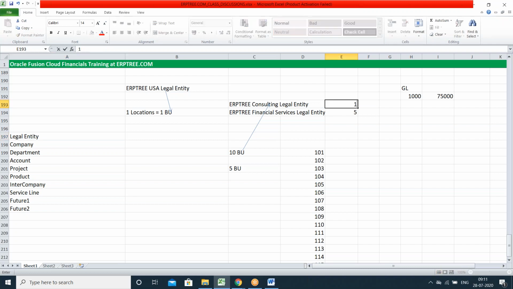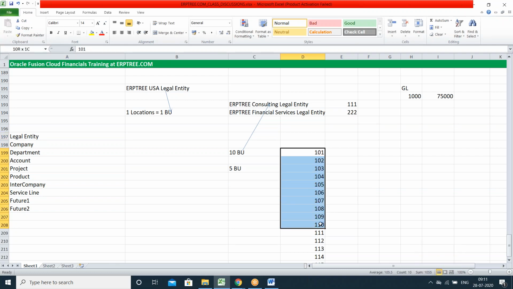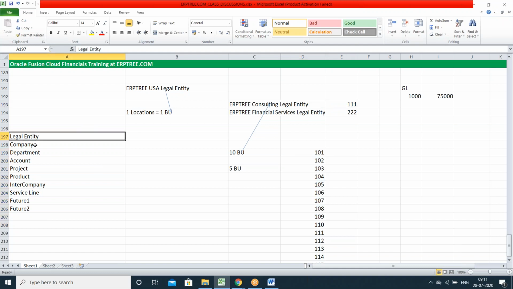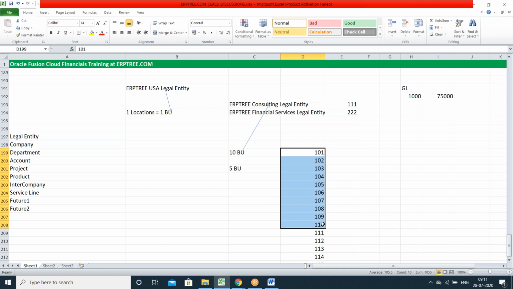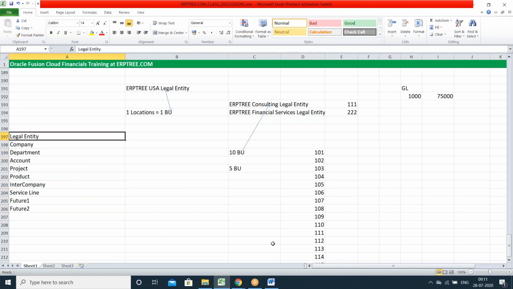Now this legal entity is 111, this is 222. When you record the transactions, you select which legal entity they belong to. For the first 10 companies, legal entity 111, you will select legal entity 111 and any one of those companies. When you select legal entity 222, you will select a different one. This is how you can maintain it, but this is not at all required.